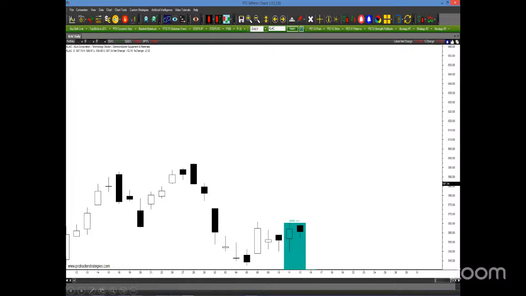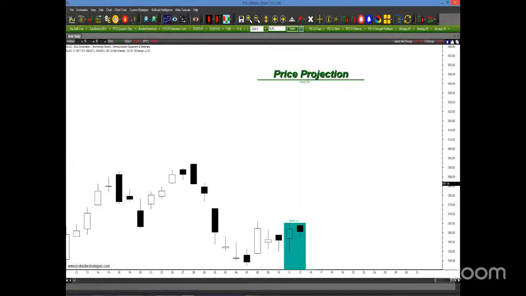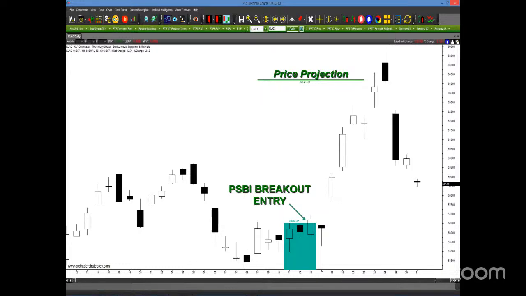Here's an example now on KLAC. Here's an older example. Once again, click it on. Click on the buy price projection. Wow, now that looks like it would be a nice profit. So you want to take this trade. The breakout occurred on the very next day. And look what happened. We went right up there in roughly a little over a week and then right back down.